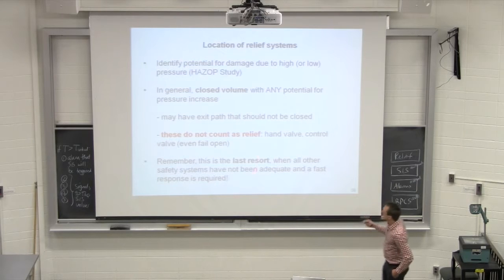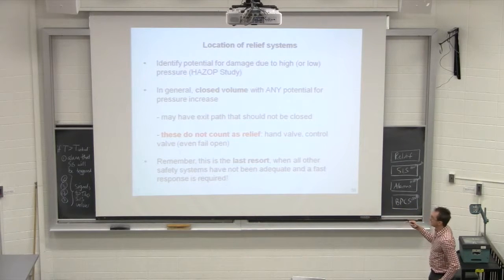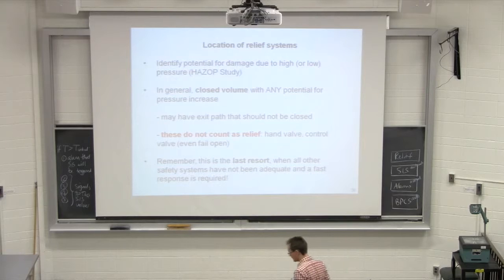This does not count as relief: a hand valve or a control valve, even a control valve that will fail open. That does not qualify as a relief device. The principal answer is one of two or three types of mechanical devices that is added onto the vessel that will always provide a path out for the material, okay? And these relief valves look something like this. This is a safety relief valve. I'll pass this flyer around.